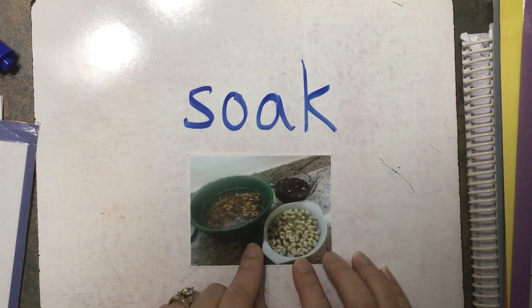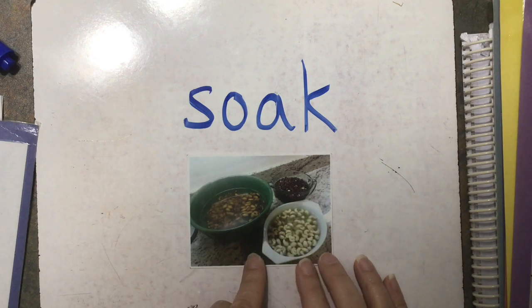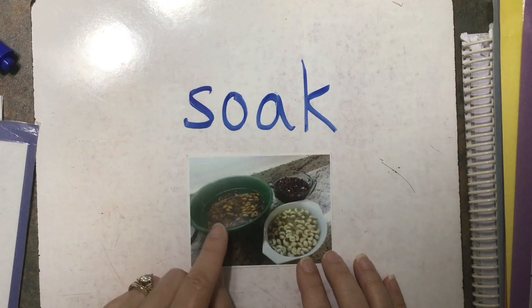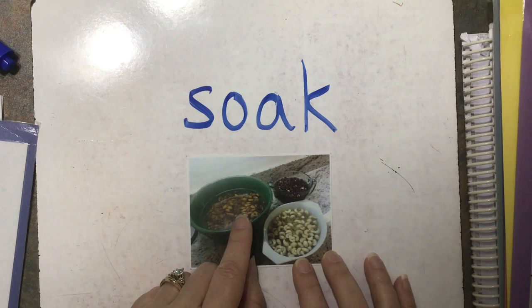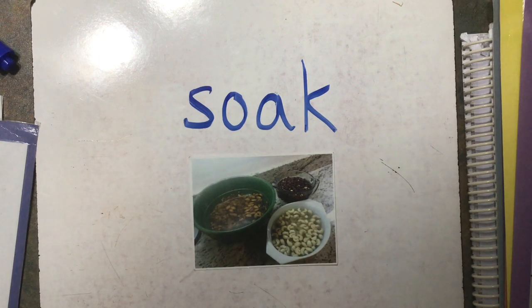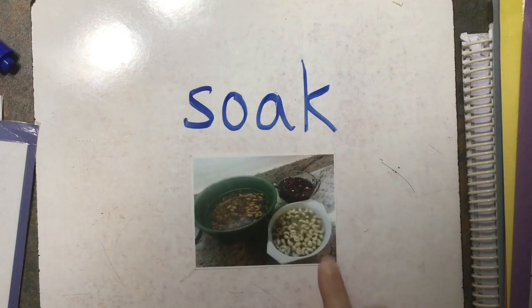So here I have a picture of 3 different bowls, and inside those bowls are some beans. And do you know how we fix beans? We have to soak them overnight. So you take the package of beans and you put them in a bowl full of water and you let them soak overnight, which means the beans are going to sit in the water for a very long time. Then we can take them out and cook them. So to soak means to sit in water for a long time.